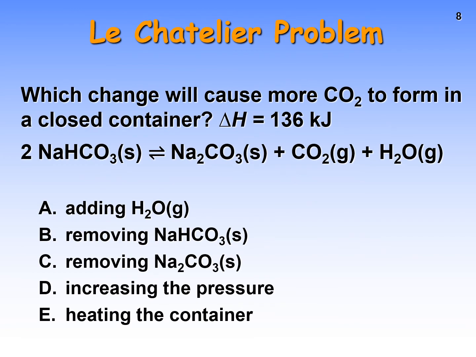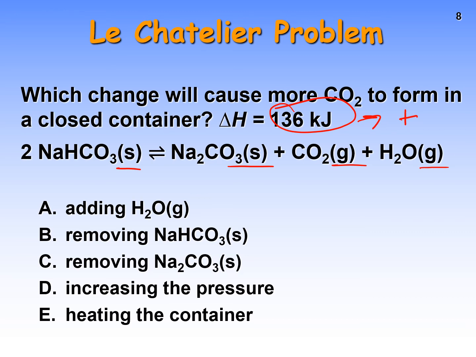All right, let's do a couple more problems and then we'll end this video. Le Chatelier's problem: which change will cause more CO2 to form in a closed container? Our delta H is 136 kilojoules. The important part of this is that it's positive. And we have this reaction, we got a solid, a solid, a gas, a gas. So let's look at what's going to happen.